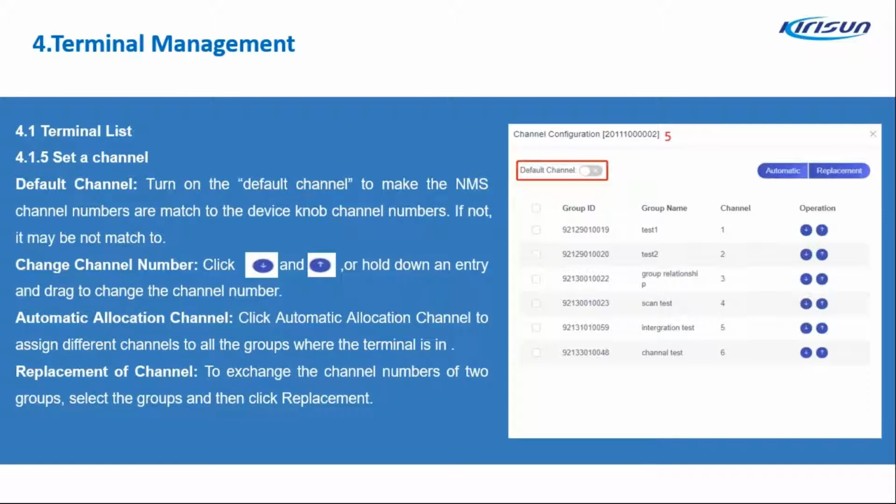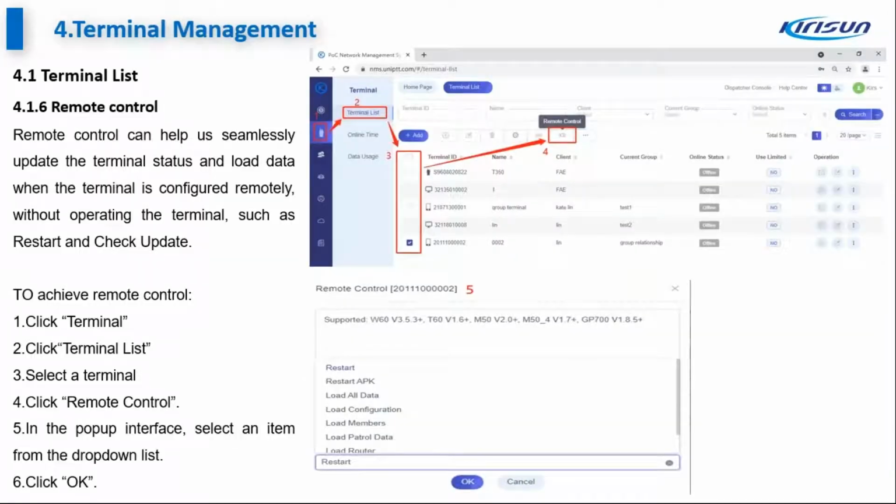Automatic allocation channel. Click automatic allocation channel to assign channel numbers to all the groups the terminal is in. Replacement of channel. To exchange the channel numbers of two groups, please select the groups and then click Replacement.